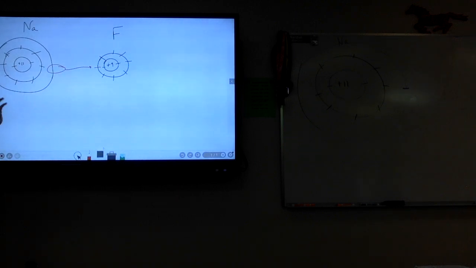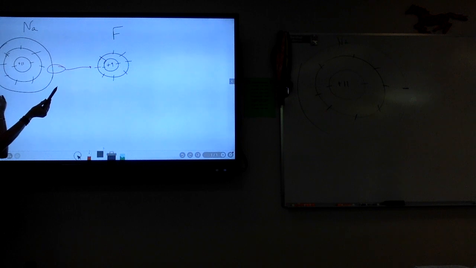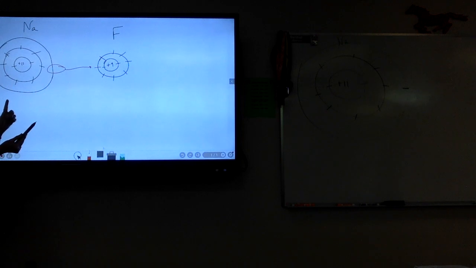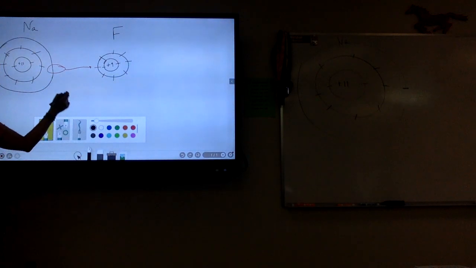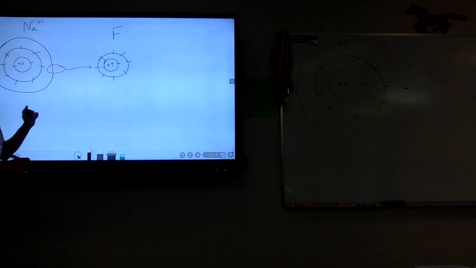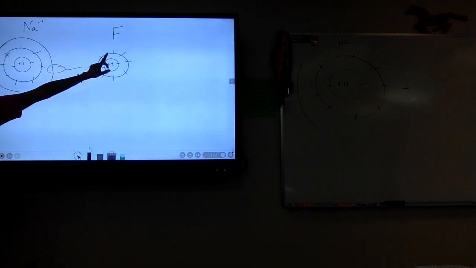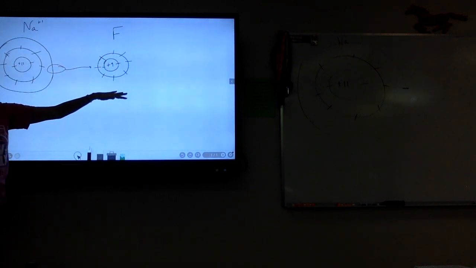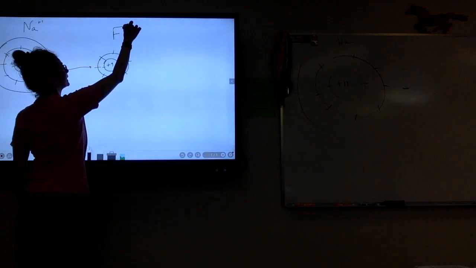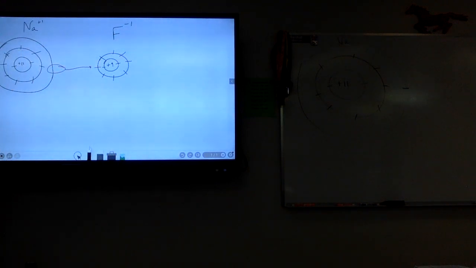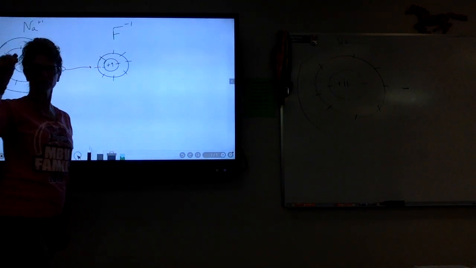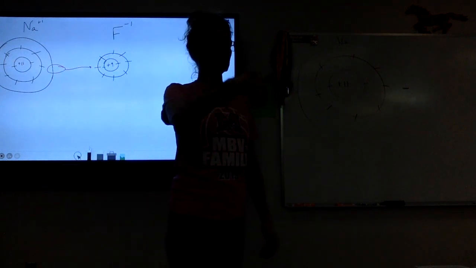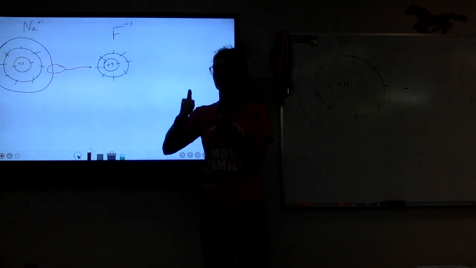Sodium. Is it neutral anymore? Well, let's figure it out. It's got 11 positive protons. It used to have 11 negative electrons, but now it doesn't. It has only 10, so what's its charge? Positive 1. Fluorine used to have 9 positives, 9 negatives. Now it has 9 positives, 10 negatives. Negative 1.